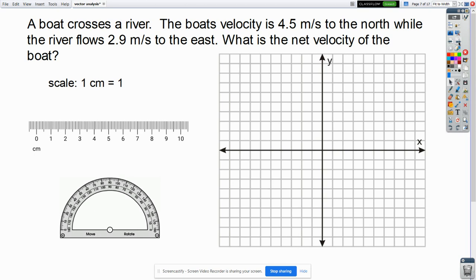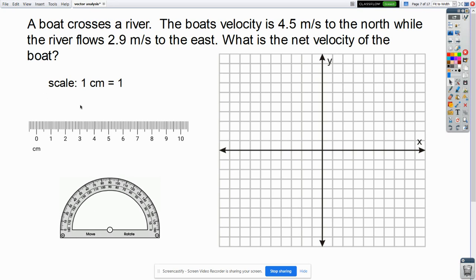So this is a case where the net or resultant is much more valuable information than each of those individual components. As the boat's traveling 4.5 meters per second, we know it's not going to end up exactly at the same spot on the other side of the riverbank. The river's actually going to push that boat to the east as it travels. The resultant will give us a better indication of where that boat's actually going to land on the other side of the river. So very useful, very helpful information here.